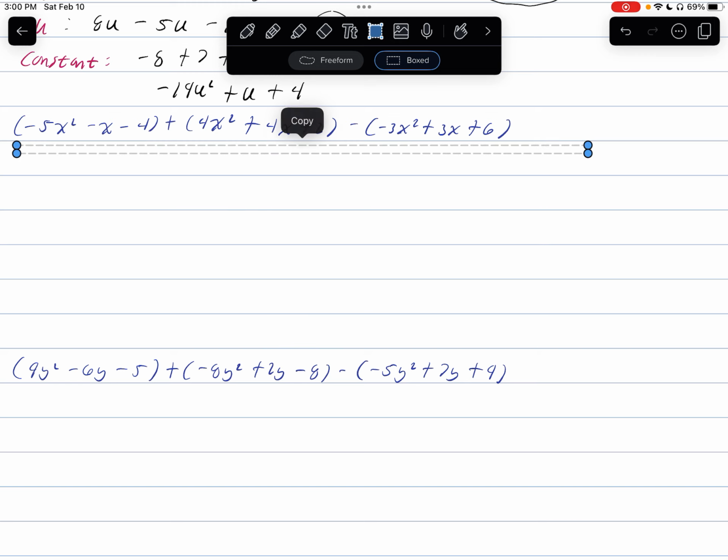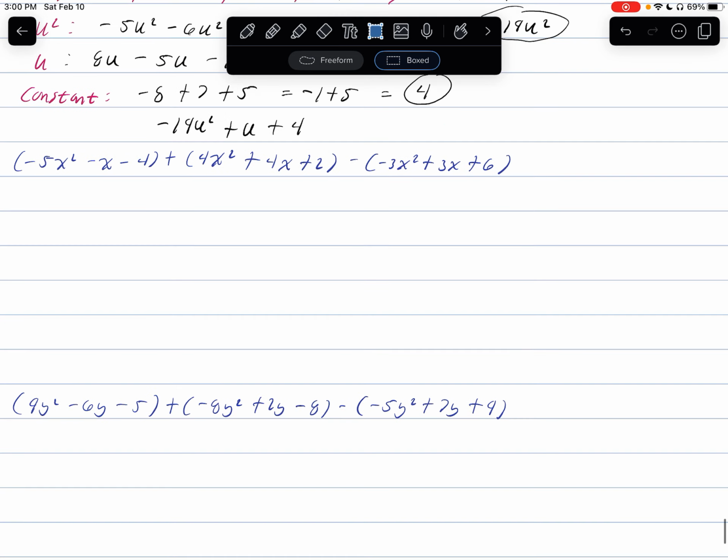We have negative 5x squared minus x minus 4. Then we're going to add 4x squared plus 4x plus 2, and then we're going to take away negative 3x squared plus 3x plus 6.